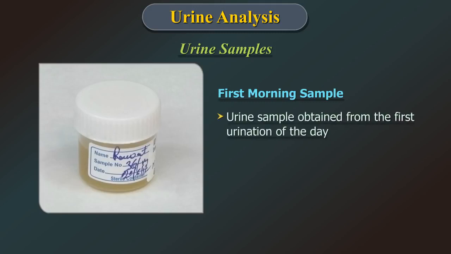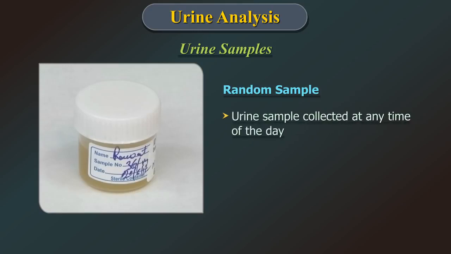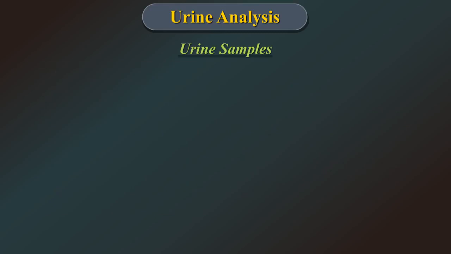The first morning sample. Urine sample obtained from the first urination of the day is the most concentrated sample and best for routine examination. The random sample. Urine sample collected at any time of the day. It is most convenient and can also be used for chemical and microscopic examination.